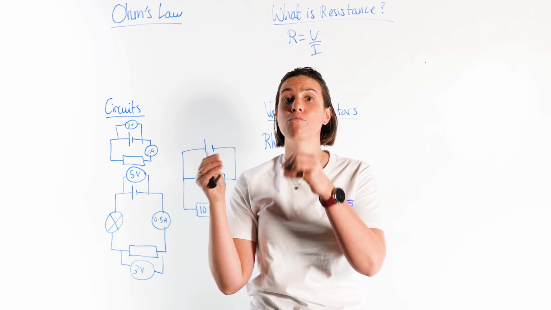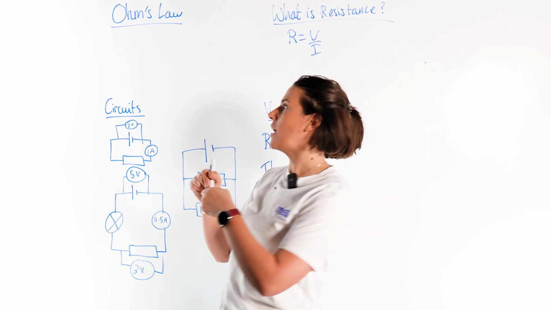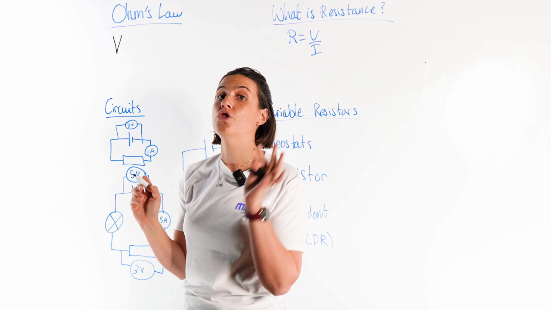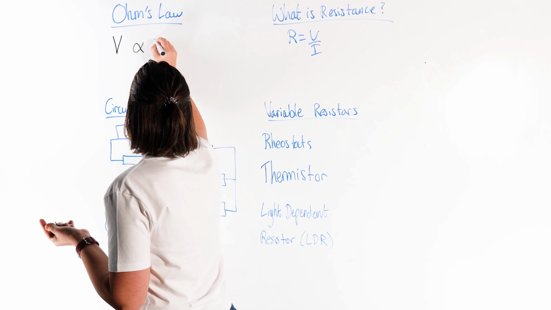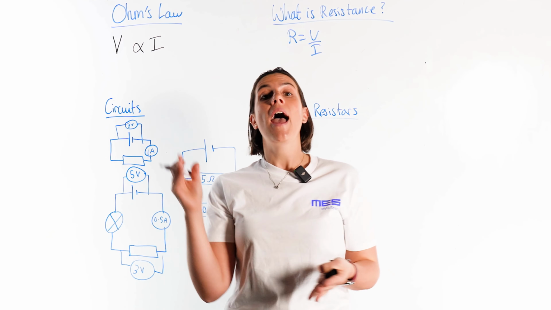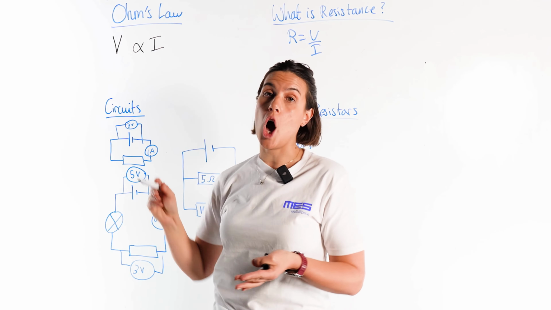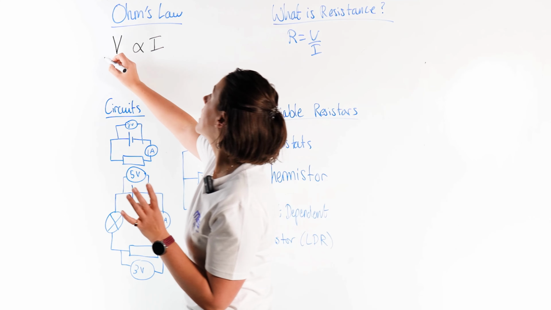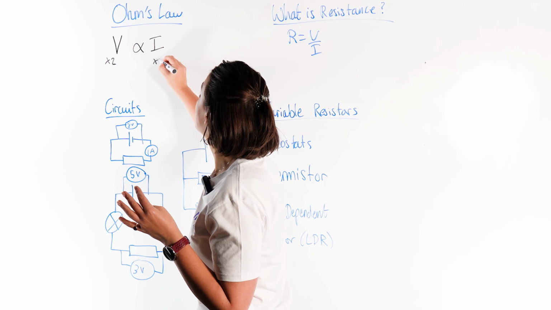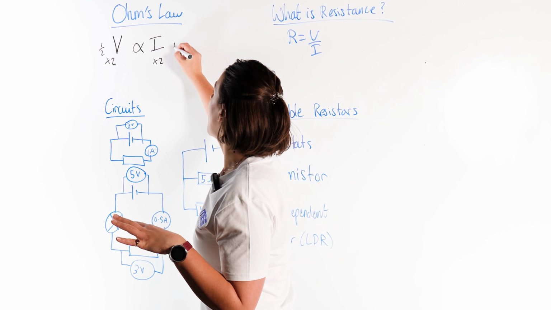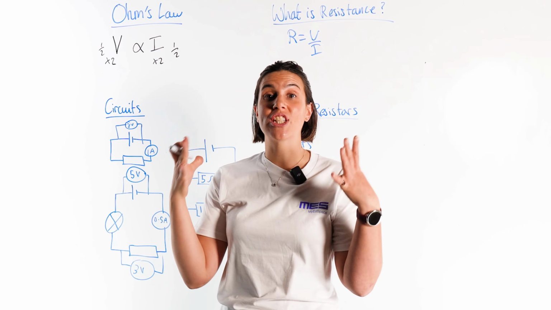We're going to start with Ohm's law. Ohm's law tells us that the potential difference across a component, which we can write as V, is directly proportional to the current, which I'm going to write as I. Now, directly proportional means a really special thing. It means that these two are going to go up at the same rate. So, if I double the potential difference, the current is going to double. If I halve the potential difference, the current is going to halve. So these are going to change at the same rate.